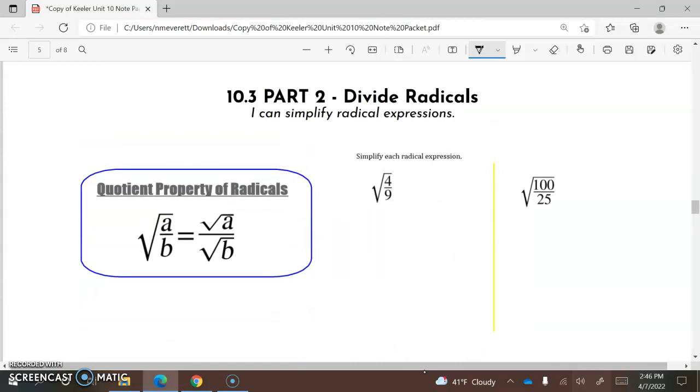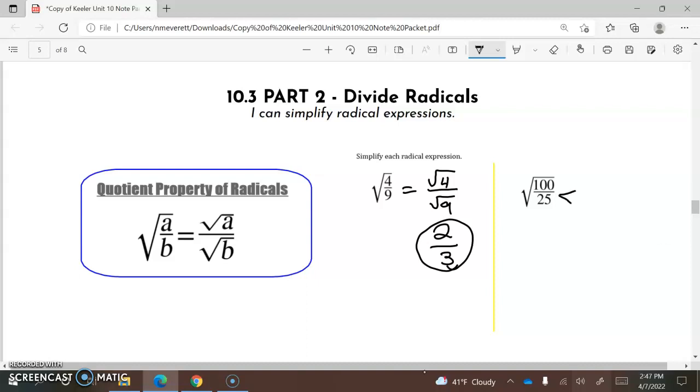Now, the quotient property of radicals, it's actually pretty cool, because what we can do here is, say for this one right here, square root of 4 over 9, you can actually split that apart as the square root of 4 over the square root of 9. And then you can just square root the tops and bottoms independently. Square root of 4 is just going to be 2. Square root of 9 is just going to be 3. Okay, so that's how we can do that.